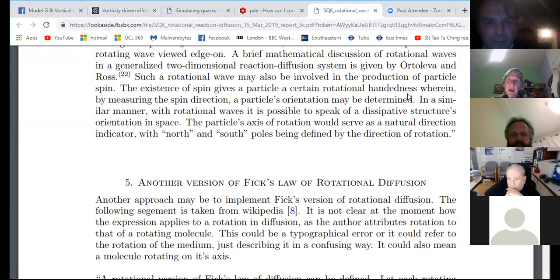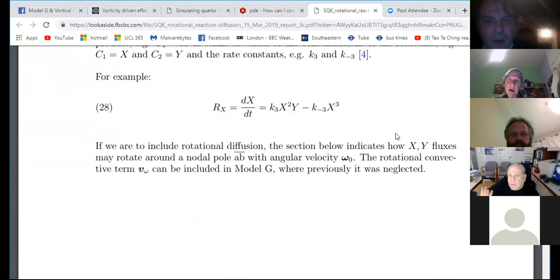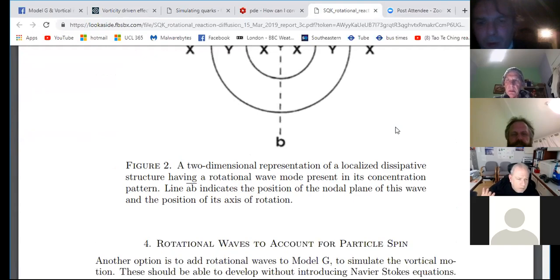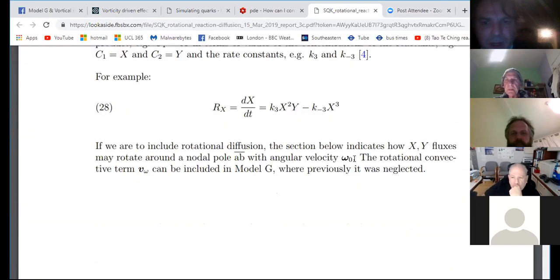Our situation is trying to simulate like water going down the drain in a bathtub. Well, I was looking, Paul, at your term here. You were talking about the angular velocity being omega 0, and I was thinking of the rotational convective term being v omega. So that's the velocity. So if we could put in a value of omega, we can get the velocity out of it.